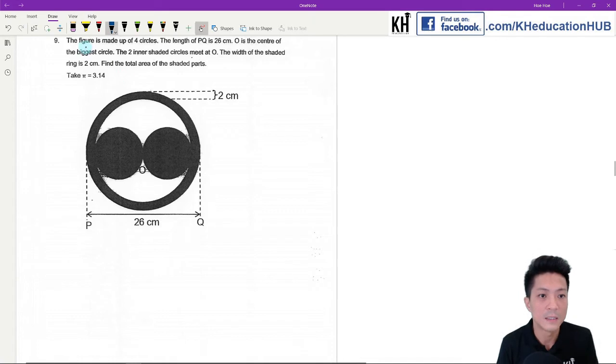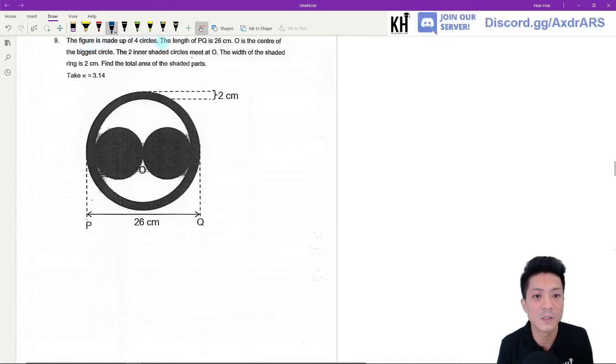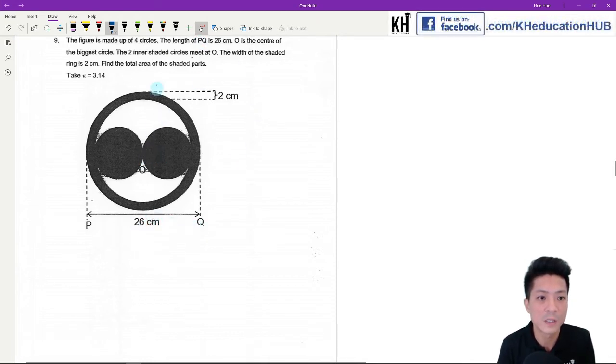Question 9. The figure is made out of 4 circles. The length of PQ is 26 cm. O is the center of the bigger circle, so I suppose O is somewhere here. Maybe I should use red color. The two inner shaded circles meet at center O. The width of the shaded ring is 2 cm, so 2 cm over here. Find the total area of the shaded parts.